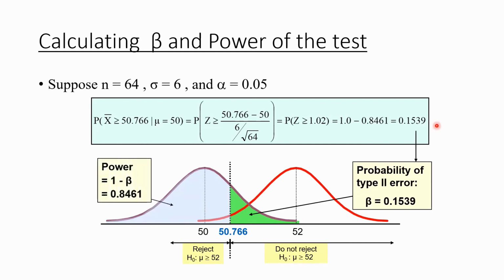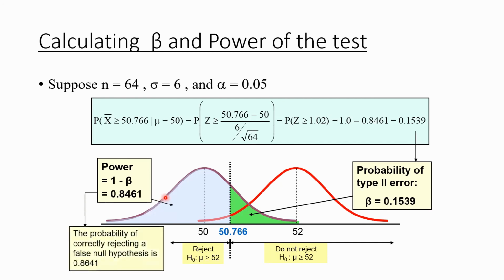So the power of the test statistic is given by 1 minus beta. So that is 1 minus 0.1539, which is 0.8461. So that is the probability of correctly rejecting a false H0. So the probability of correctly rejecting a false H0 is 0.8461. So the power of the test, which is 1 minus beta.